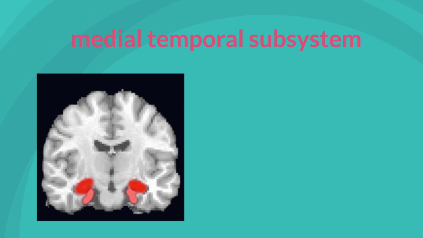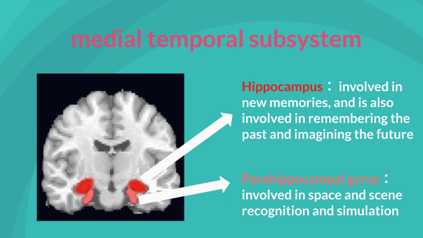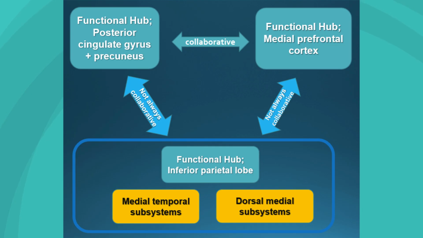In the medial temporal subsystem, the hippocampus is involved in new memories, and is also involved in remembering the past and imagining the future. The parahippocampal gyrus is involved in space and scene recognition and simulation. You can see the relationship between these three functional hubs and the two subsystems. The posterior cingulate gyrus and the precuneus and medial prefrontal cortex are always collaborative in activity. The other functional hub, the inferior parietal lobe and two subsystems, is not always collaborative with the activity of the posterior cingulate gyrus and the precuneus and medial prefrontal cortex.